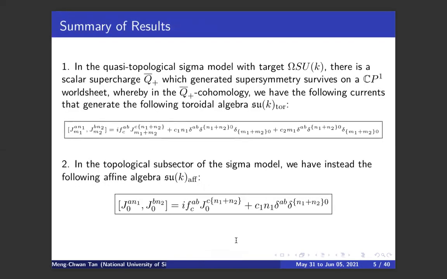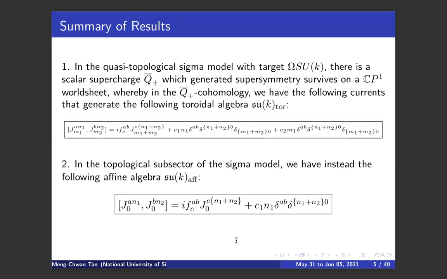Okay, so now to give you a concrete summary of the expressions that we'll be getting. So first, in the quasi-topological sigma model with target the based loop group of SU(K), I'll explain what that means. There is a scalar supercharge, Q plus bar, which generates supersymmetry and survives on a CP1 worldsheet. It's scalar, so it's independent of the genus. So in the Q plus cohomology, we're looking at operators which are annihilated by this supercharge, but are themselves not written as Q-exact, a commutator of the supercharge.